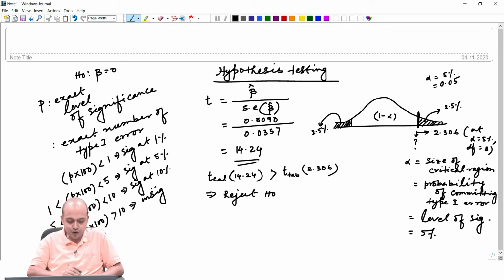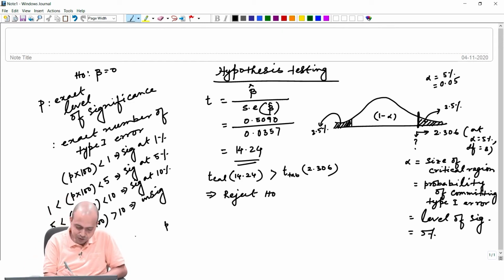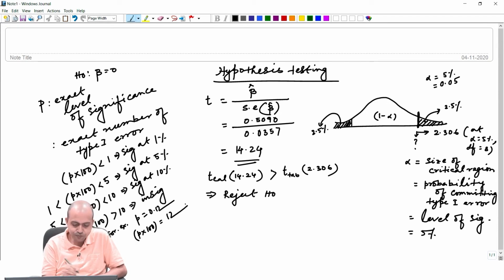Okay, insignificant. For example, let us say the p value is 0.12. So, if you multiply that by 100, that means p multiplied by 100 would be equal to 12. Okay. So, that means out of 100 cases you are committing 12 type 1 errors, and as I said earlier, we cannot afford to make more than 10 errors, then we will say that the variable is actually insignificant.